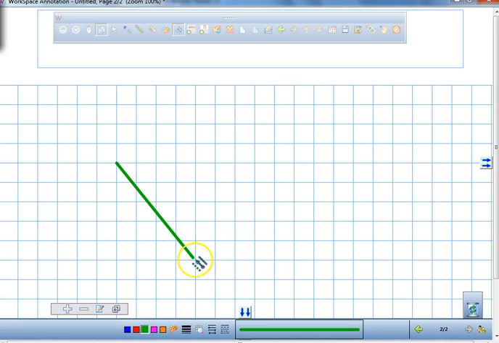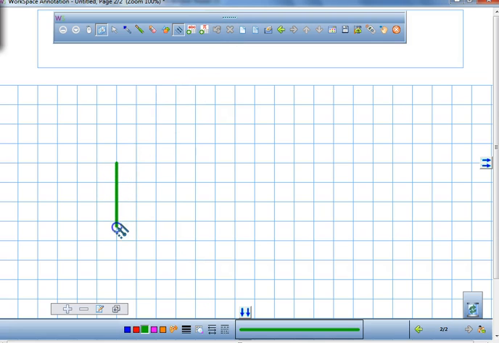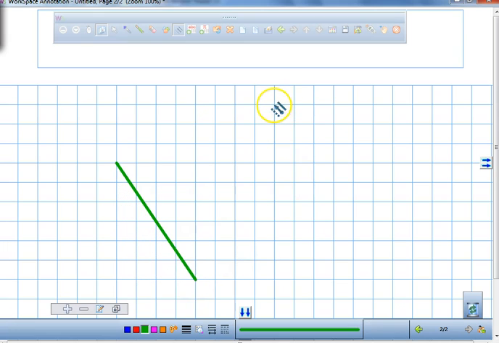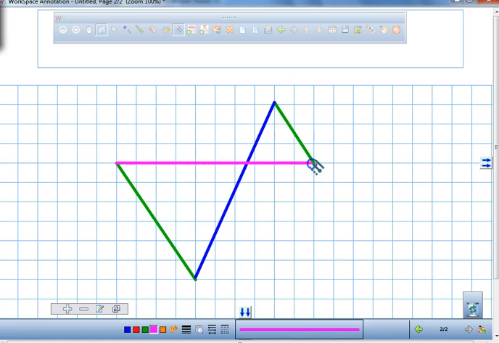So right here, I probably need to go a little bit further. Go down 6 and over 4. Down 6 over 4. And here I'm going to go down 3 and over 2. So if I were to connect from here to here, and from here to here, these triangles would be similar to each other.